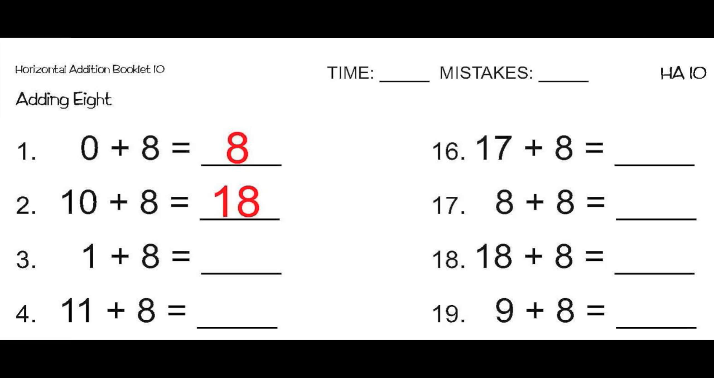Okay, so next we have 1 plus 8. 1 plus 8 equals 9. Next is 11 plus 8. 11 is 10 more than 1. So 11 plus 8 equals 19, 10 more than 9.